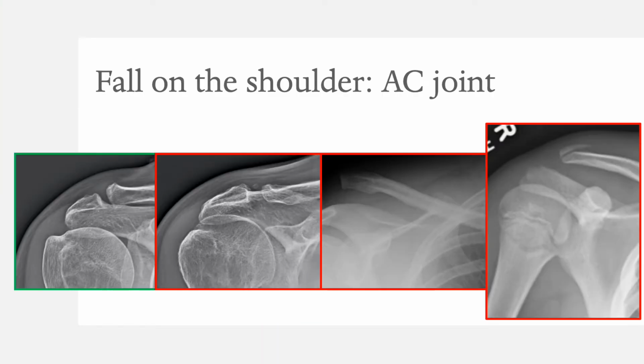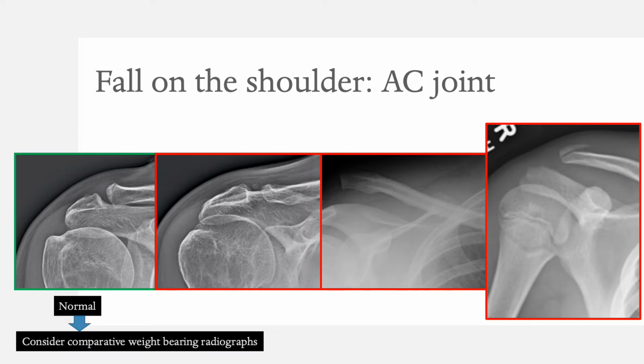When you have a patient who comes in with a fall on the shoulder, one of the first areas to look carefully is at the acromioclavicular joint. If you find that the acromioclavicular joint looks normal and the patient has tenderness over the acromioclavicular joint, remember to consider taking comparative radiographs of both acromioclavicular joints with a heavy book in both hands. So essentially you could take any of the radiology books that you haven't read and put one in each hand, and you will be able to look at the difference or widening of the acromioclavicular joint space.